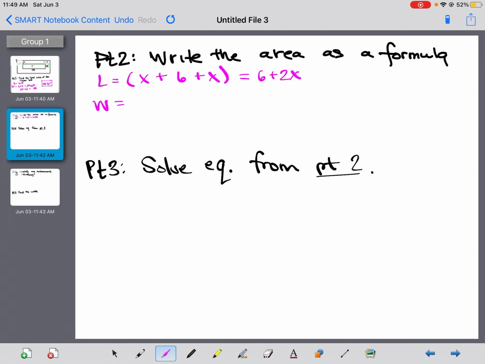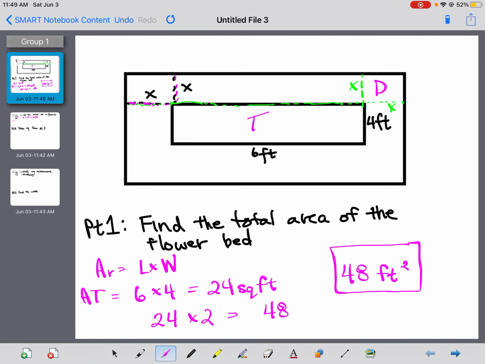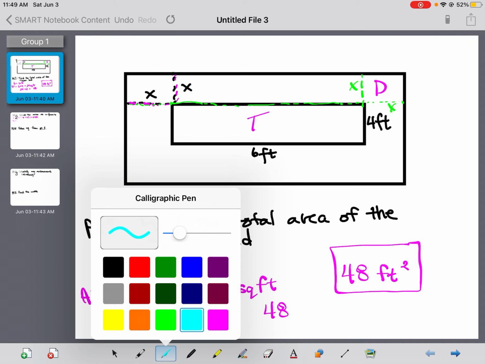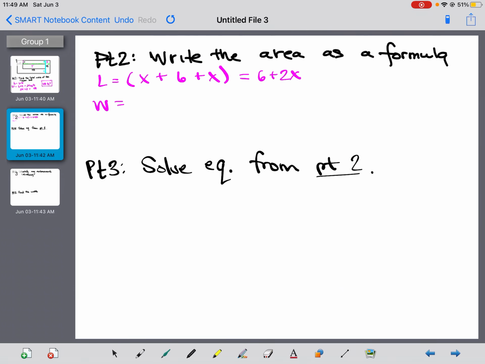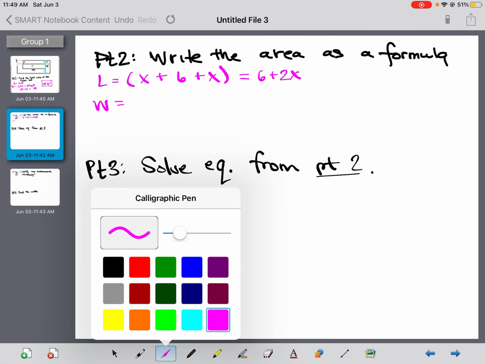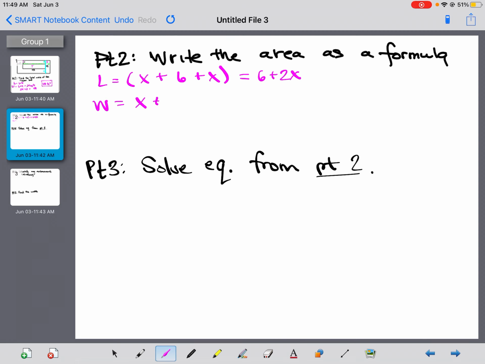Now we're going to find the width. Same idea here. I'll do this one in blue. The width is the length of this thing right here. Think about it: this is x, and if this is x, this is also x. So we're going to add this up: x plus 4 plus x. I'm going to write this over here. So this is equal to x plus 4 plus x, and combining my terms, I get 4 plus 2x. So that's the length, that's the width.